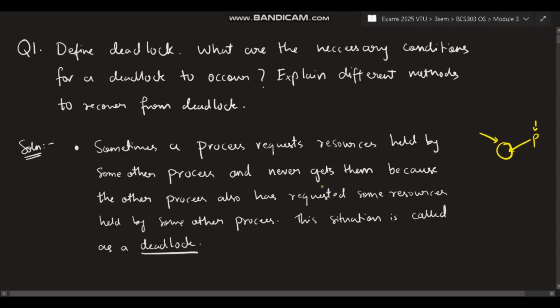And why is the other process not leaving those resources? That is because the other process also has requested some other resources which are already being used by another process, and like this, like a chain, it's going. So in that case no process gets what it requests. This situation is called a deadlock.